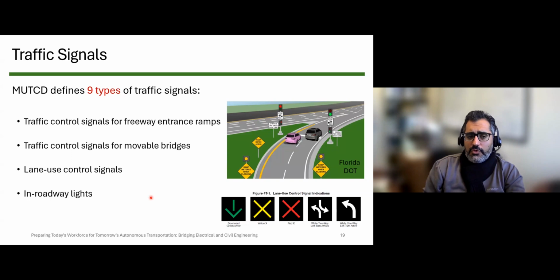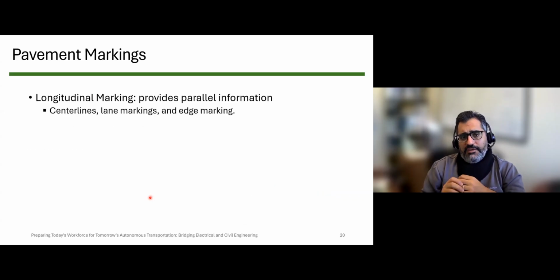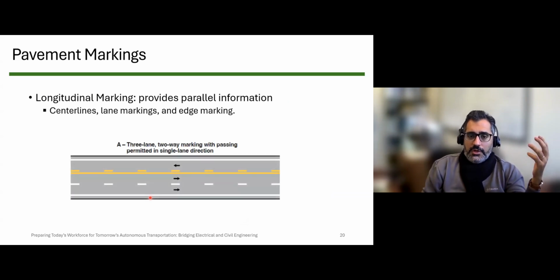And finally, we have in-roadway lights, mostly for pedestrian crossing. If we want another method of redundancy, we use in-road lights. What about pavement markings? Let's also talk about pavement markings. Pavement markings come in different formats and convey different messages. We have longitudinal markings that provide parallel information, like center lines, lane markings, and edge markings, as we saw earlier.